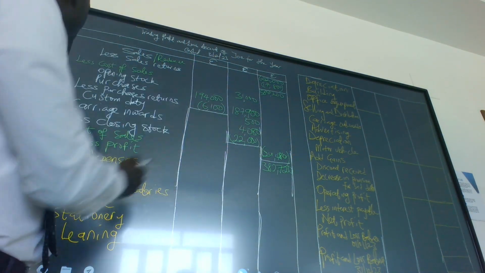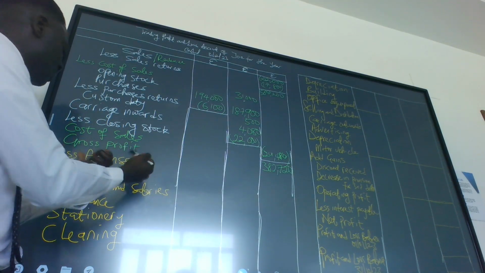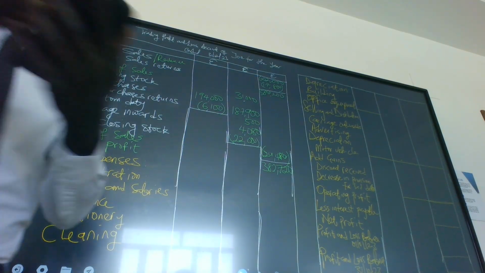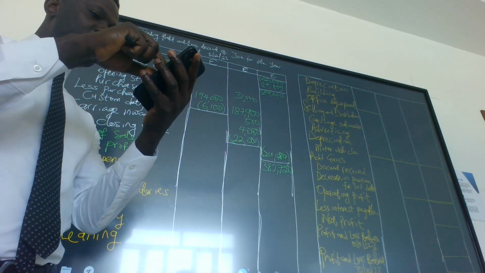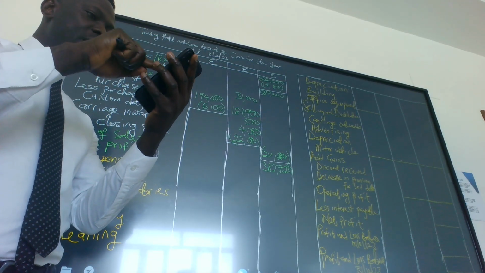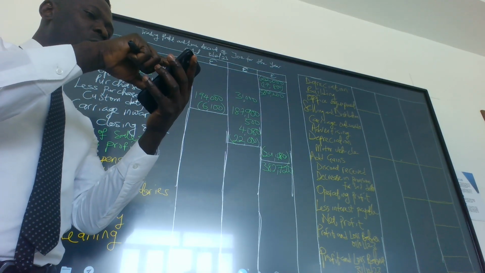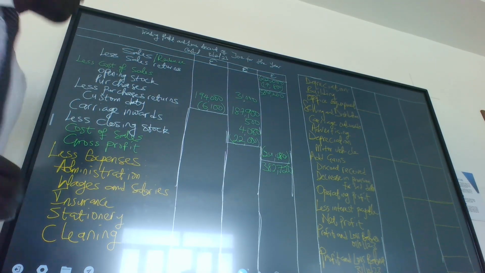Now from the gross profit, we deduct expenses. We start with the administration, wages and salaries. Check your wages and salary. Do we have any additional information on wages and salary? Wages and salary is 116,000, right?